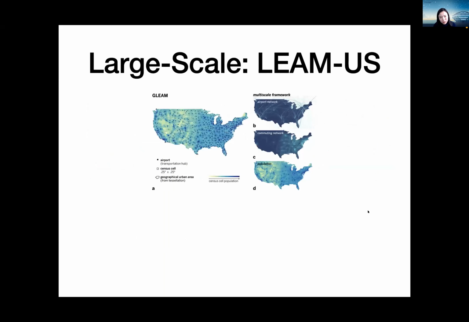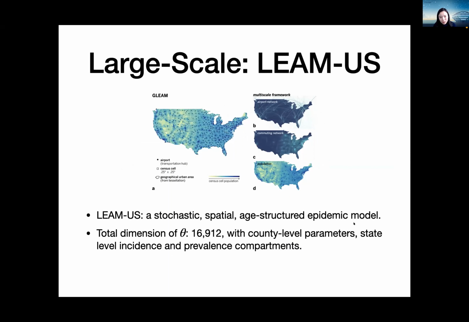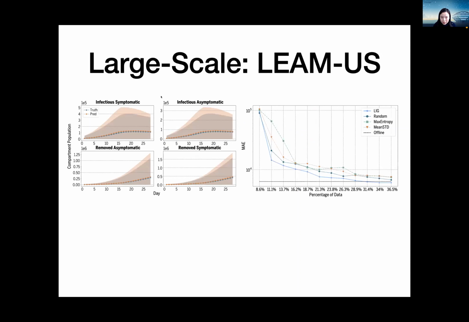Then we applied this model to a large-scale study of LEAM-US. It's a stochastic epidemic model. In this case, the number of dimensions in the parameter space is close to 16,000. This kind of size makes Gaussian process no longer feasible for calculations. So we apply our neural process model to this simulation. We generate about 300 scenarios, with a total of about 16,000 sample sequences. When we apply our neural process model, we can see that the model can mimic the behavior of the simulator quite accurately. The blue line is the ground truth, and the prediction is the yellow line.